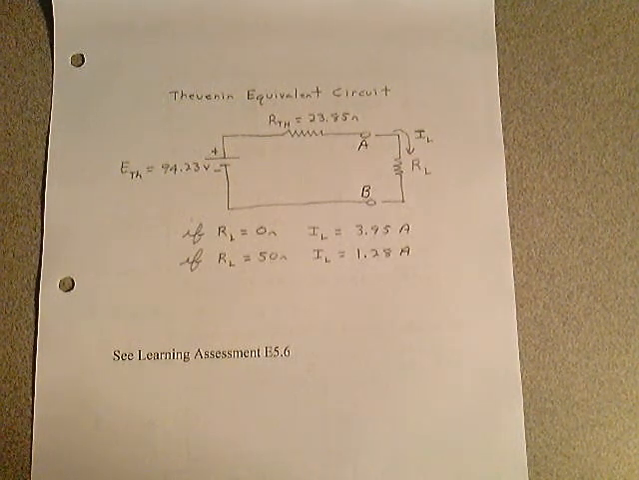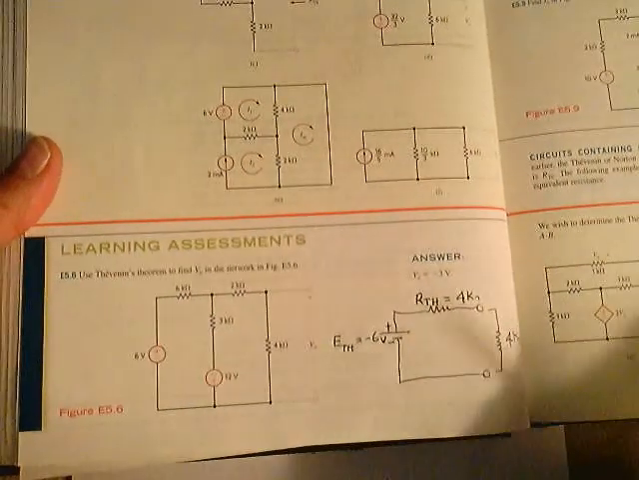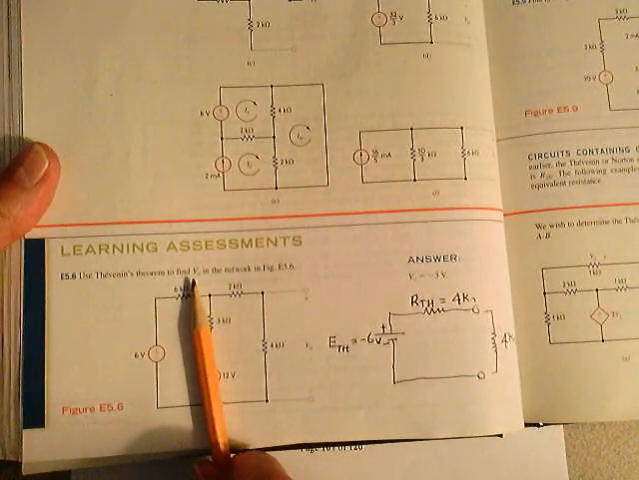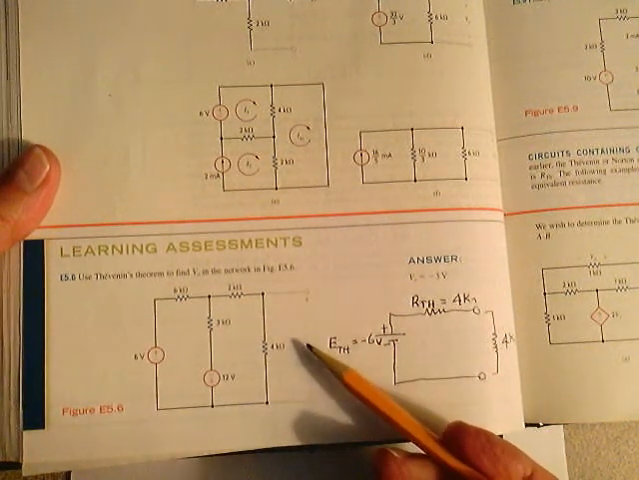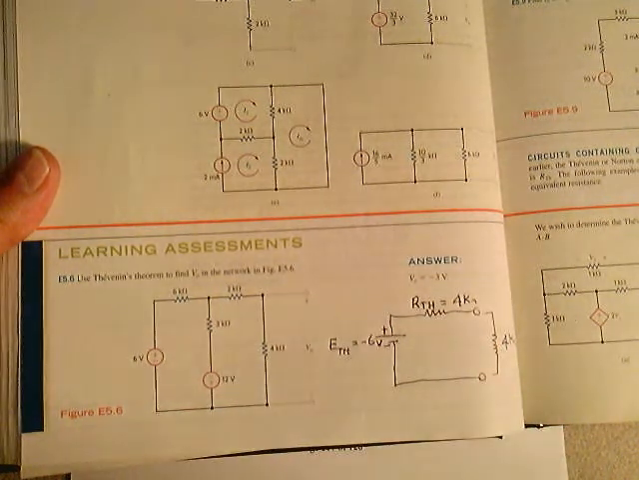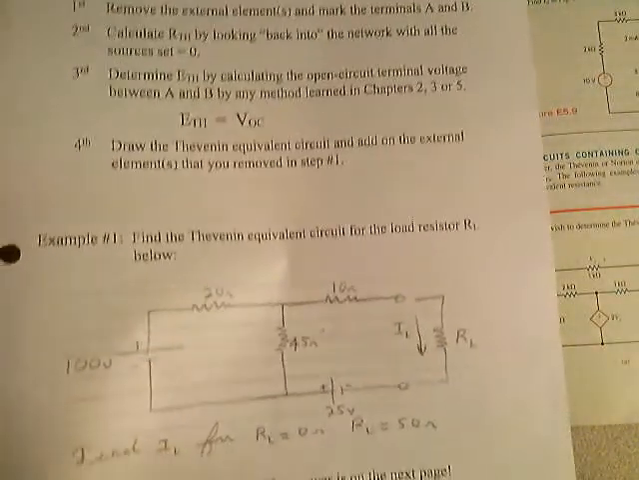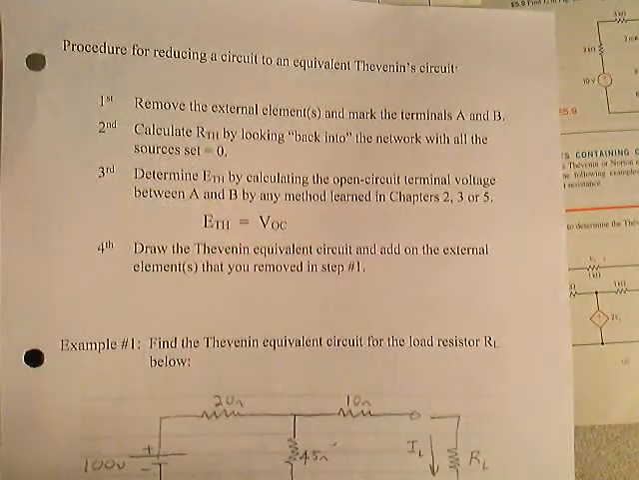E5.6. That's this. In your book, this is it right here. They want you to use Thevenin's theorem to find V out. V out is defined between this point and this point, V out. There's your answer. Well, how do they get that answer? I want you to use the procedure. Just go back and I want you to look at page 106. Very simple 4-step procedure.